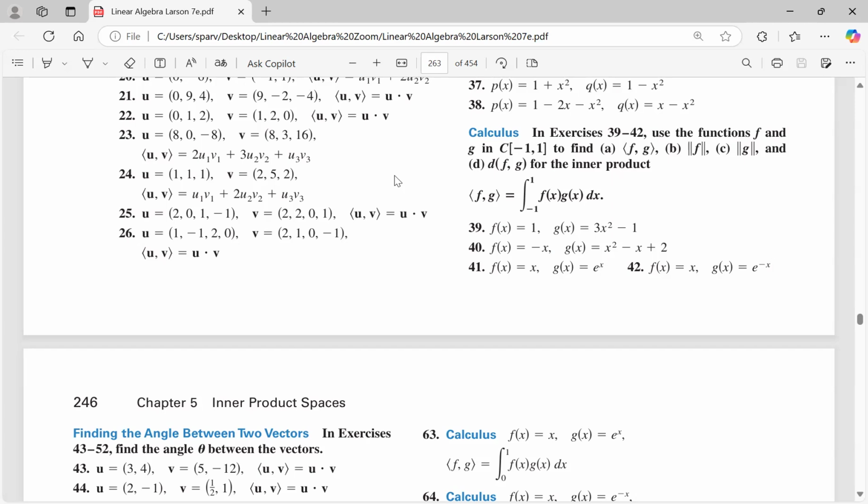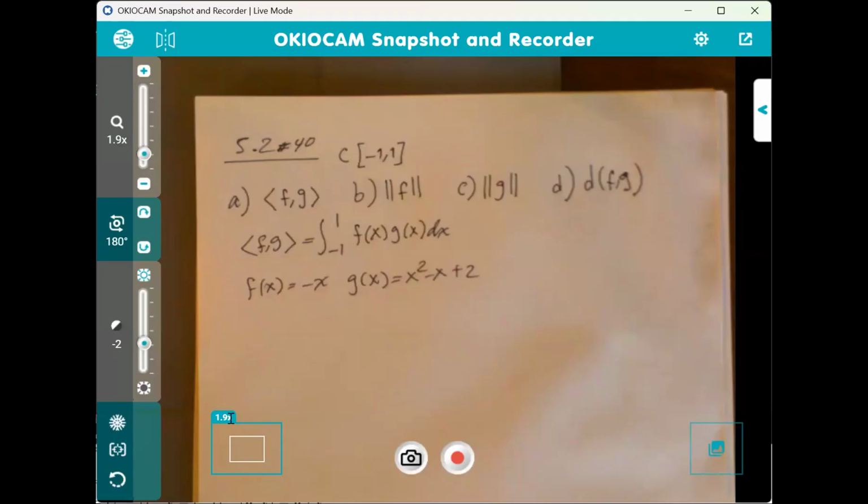So I'm now writing, and I'll share with you my notepad in a moment. I'm just writing the details here. The inner product is defined as the integral of the product of f by g. And we are doing number 40. In number 40, the function f of x is negative x, and the function g of x is x squared minus x plus 2. Okay, so now let me switch to my notepad here so you can see it. And there you go. So hopefully everybody can see this now.